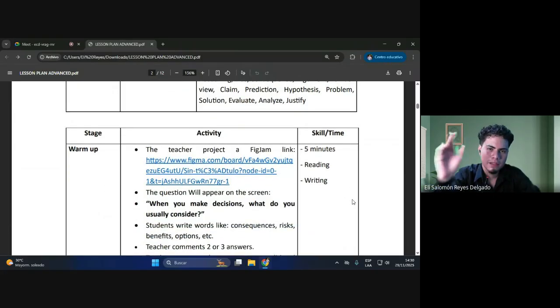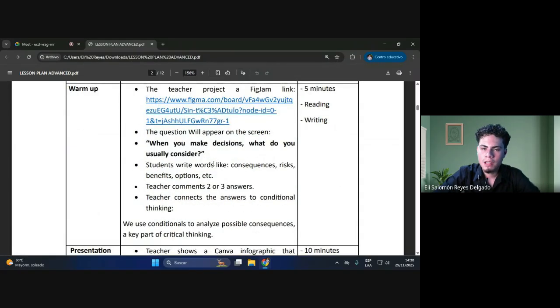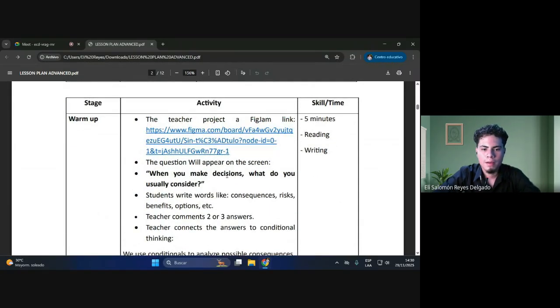We have the warm-up stage, and in this stage, we're going to put into practice with our students the reading and writing skill. For this activity, we have 5 minutes, and the teacher will project a Flip Jump. In Flip Jump, we're going to have a question. The question says: when you make decisions, what do you usually consider?